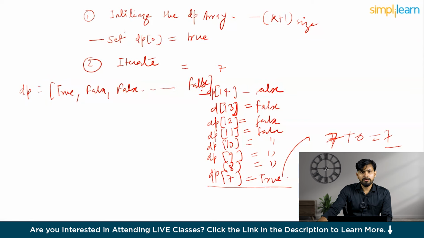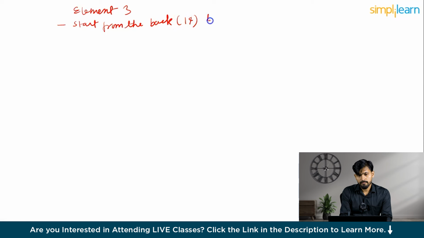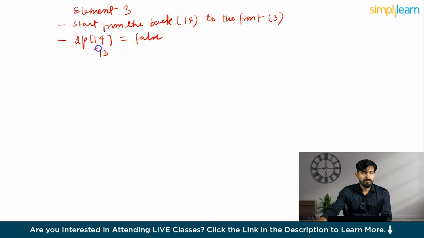Now element 3, let's look at element 3. If we are taking element 3, then start from the back at 14 and go to the front at 3. So in this scenario also, DP[14] will be false. Similarly we have 13, then we have 12, 11, 10 and 9.